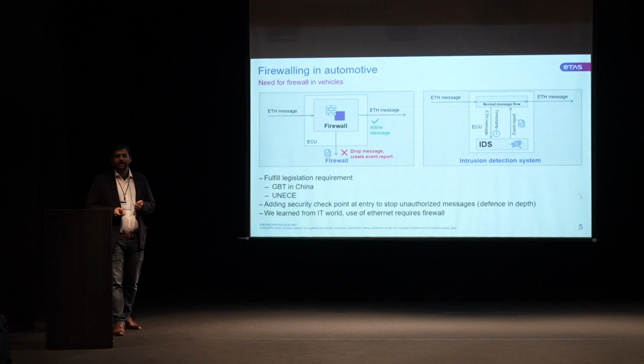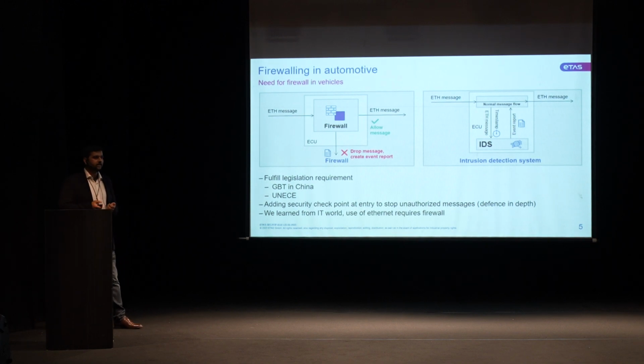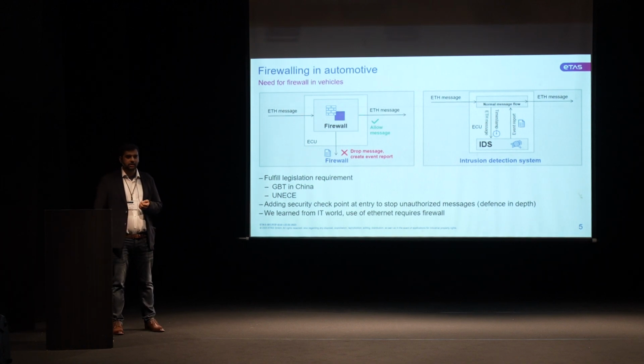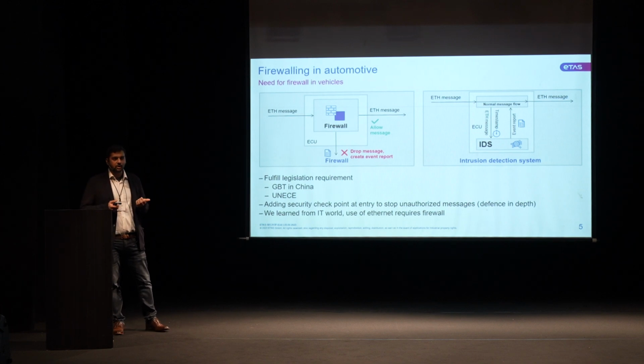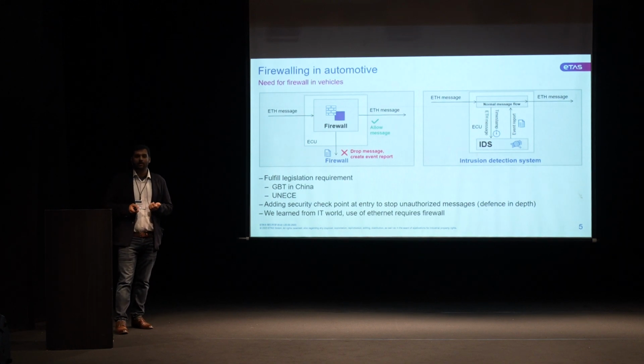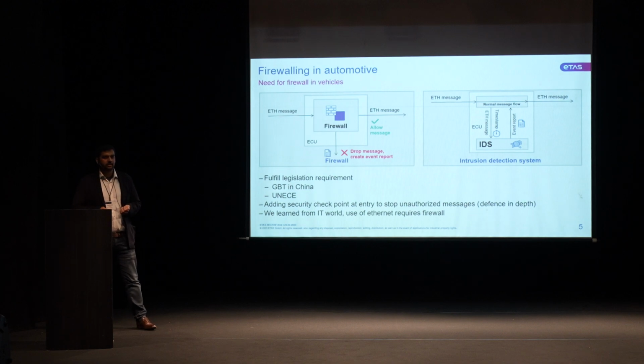Why do you simply need a firewall? How is the need driven? Number one, there are a lot of legislation requirements like GB/T in China that clearly define what should be filtered, at what level you should inspect messages, and what you do there. UNECE talks about monitoring the vehicle when it is already on the streets and how you can react to it. And there are many more legislations which are driving this requirement.